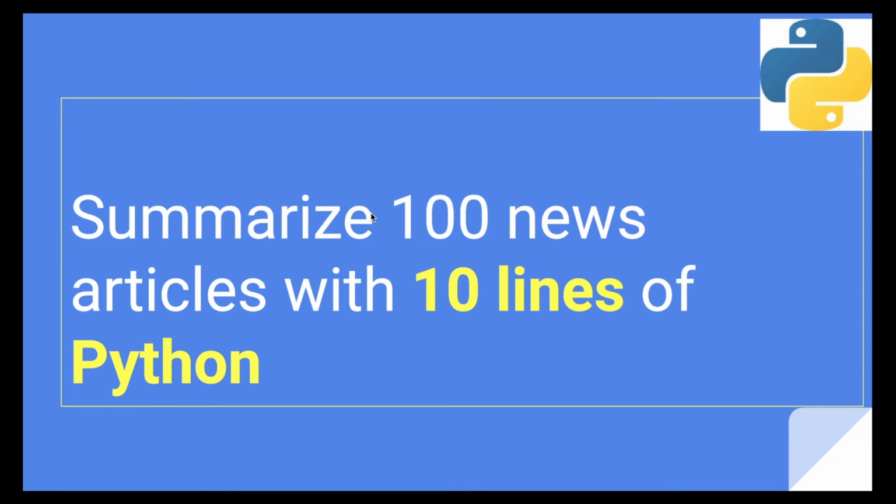Hello friends, welcome back. In this video, we are going to summarize 100 news articles with 10 lines of Python code. Yes, you heard me correct. 100 news articles with 10 lines of Python code. I know you are not believing it. Let's see the demo first. After that, we will get into the coding part.